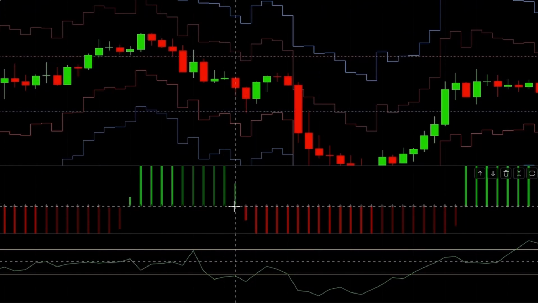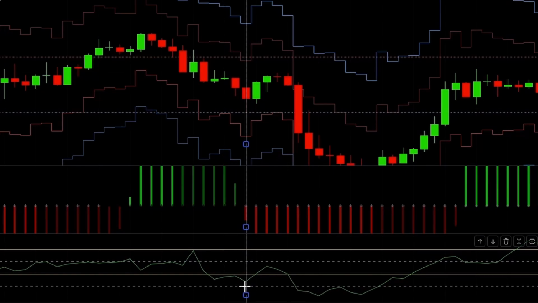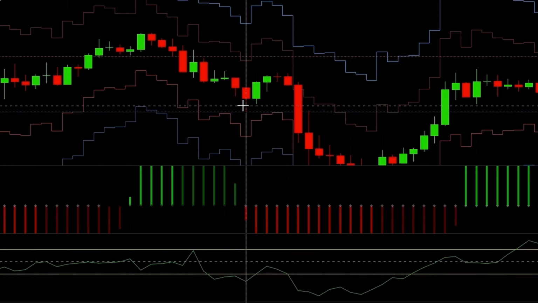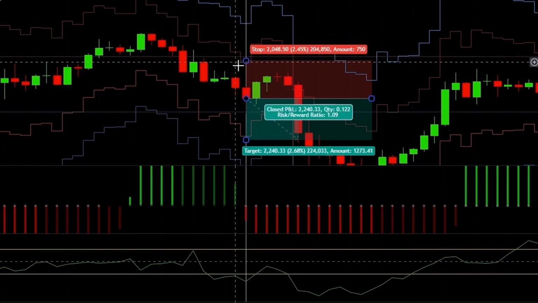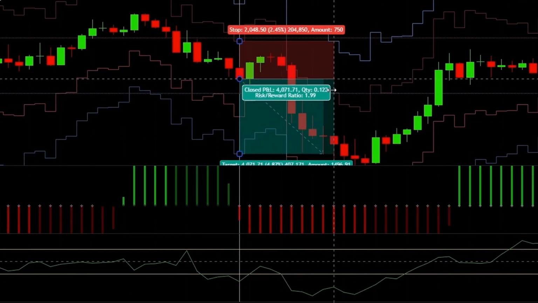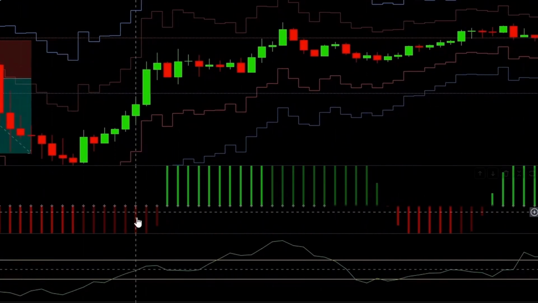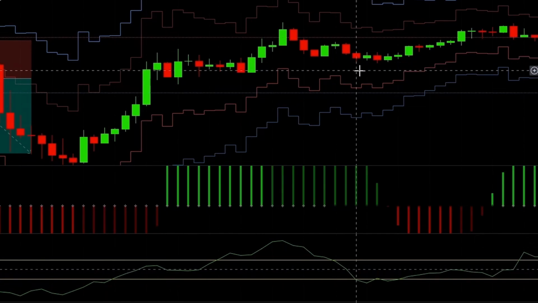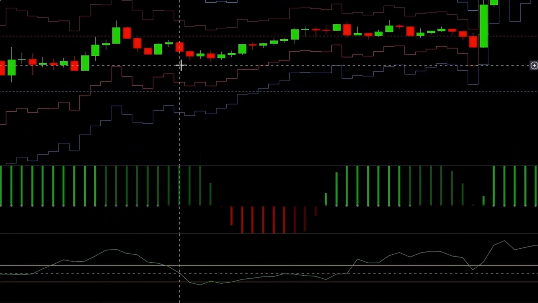Here is a short entry signal, and the CMF is under the short entry limit, so this is a valid short entry. Stop loss is at the NNFX ATR, and the take profit is also there. And this would have been a winner. Now here is a long entry, but the CMF doesn't allow it, as it's under the long limit level. And so on and so on.